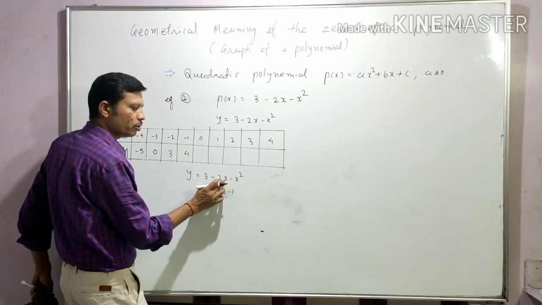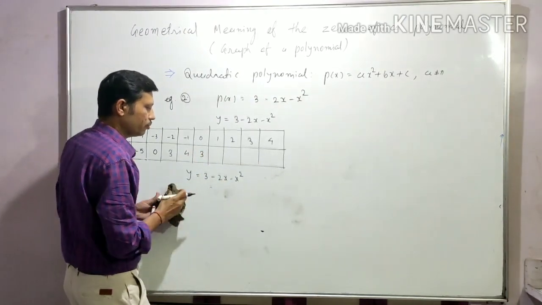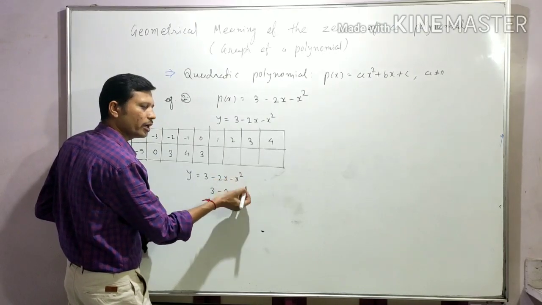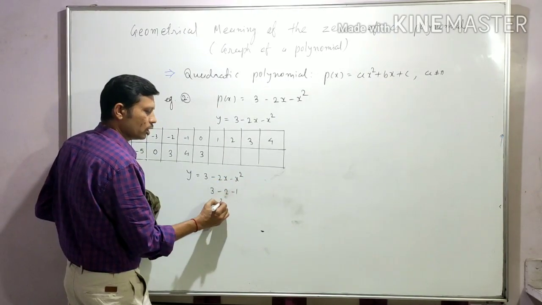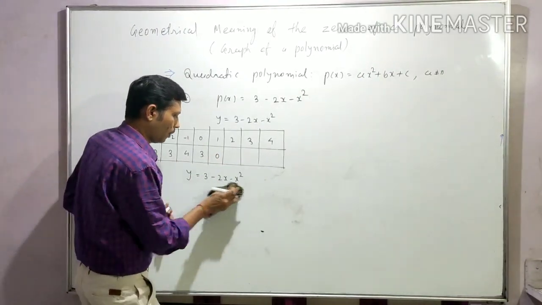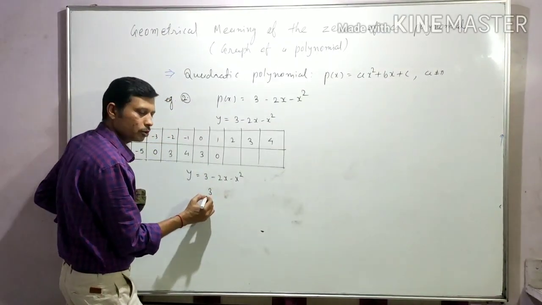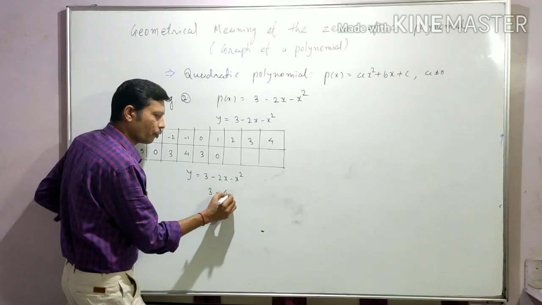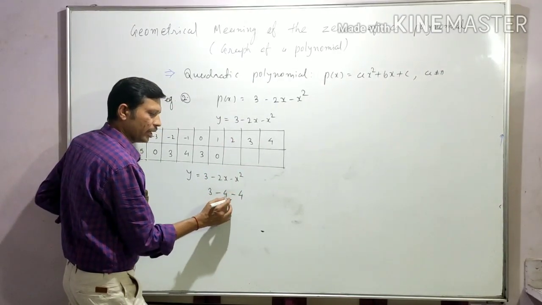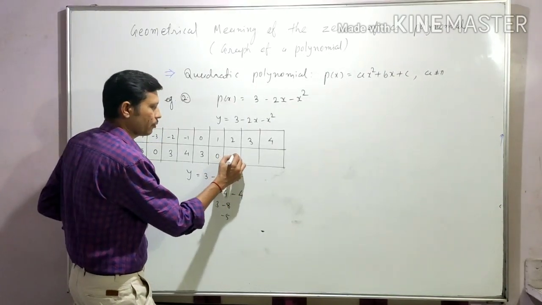Now I am taking 0, this one is also 0, so the remaining is only 3. 1 I am taking, so 3 as it is, minus 2 ones are 2. 1 the square is 1, so minus 1. So 3 minus 3, again it's 0. Now 2 I am taking. When I replace 2, 3 minus 2 twos are 4, minus 2 the square 4. So 3 minus 4 and minus 4 becomes minus 5.